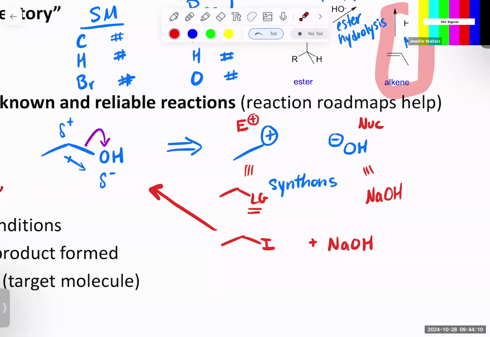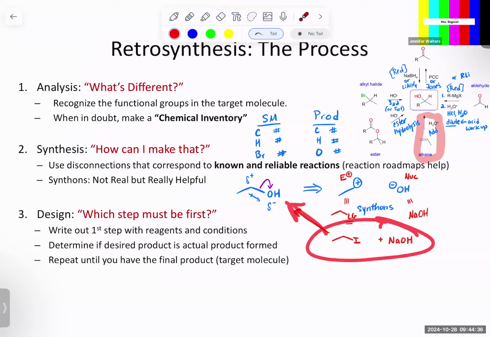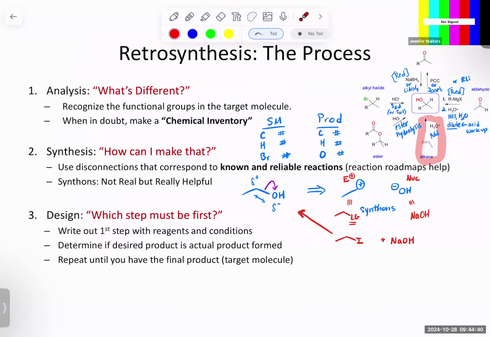So the synthons are just, let's break the polar bond and give the electrons to the more electronegative atom, and then try to think of how I can make that a real thing. If I want it to be an ion, give it a metal. If I want it to be electrophilic and it's carbon, give it a leaving group. That's the general process that we're going to go through. If it's one step and it's just that easy, we're done. Most of our syntheses will not be that straightforward.